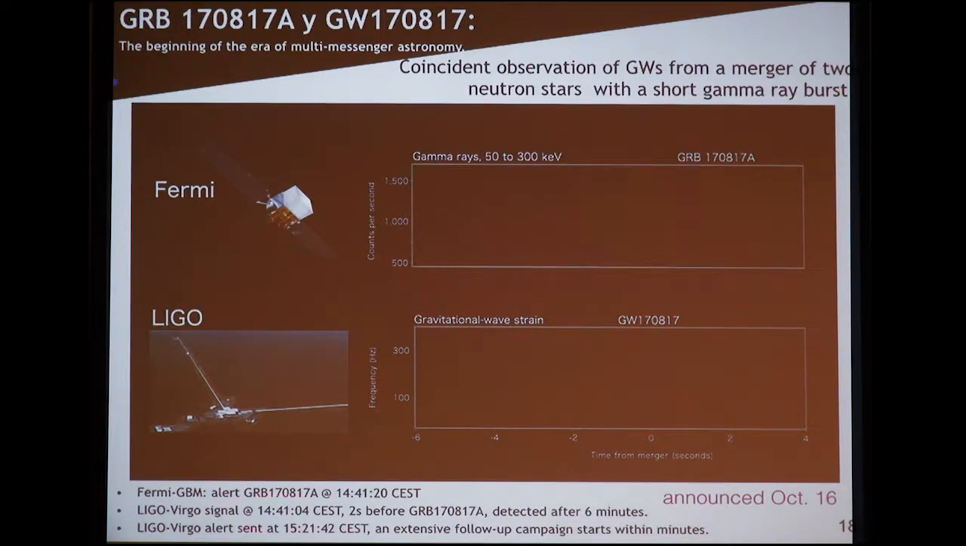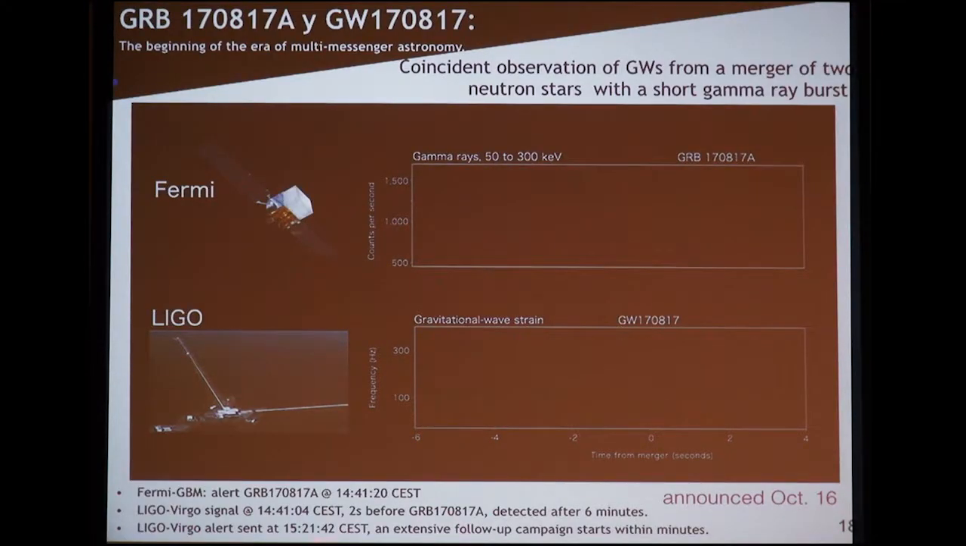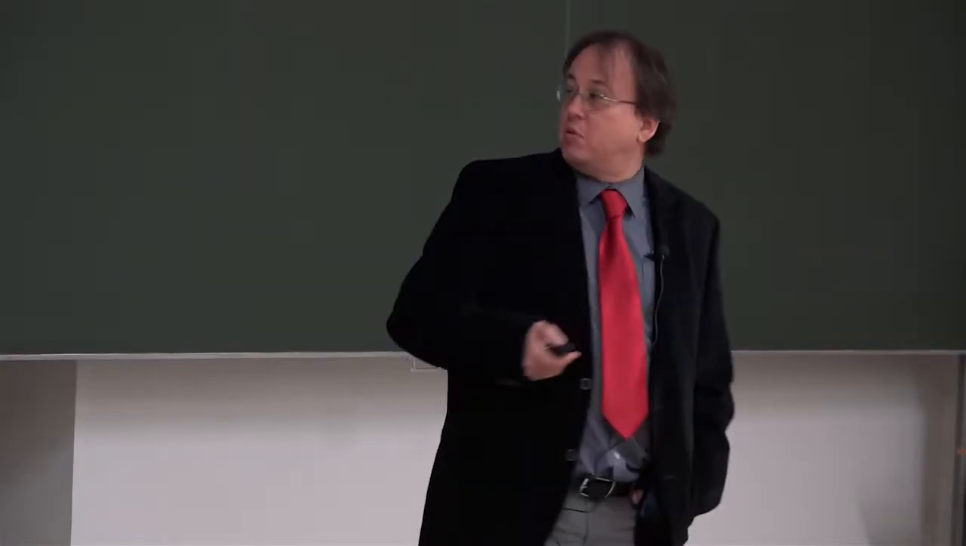a LIGO-Virgo signal detected just 2 seconds before this, and it took about 6 minutes to detect it in the data to run the analysis, and it took quite some more time, about half an hour, to actually send out the alert because there was some problem with the data, which we'll see now.